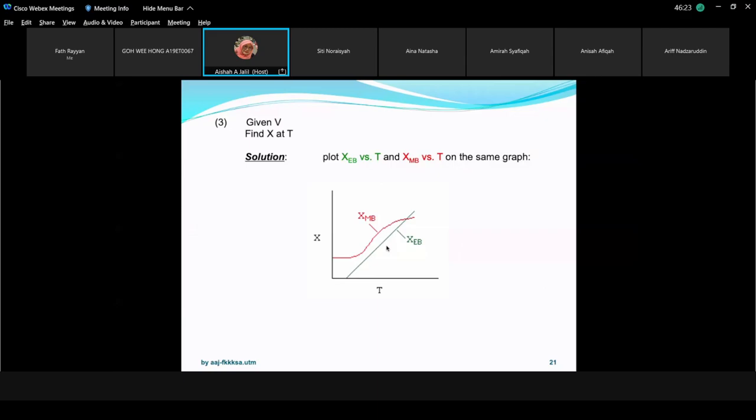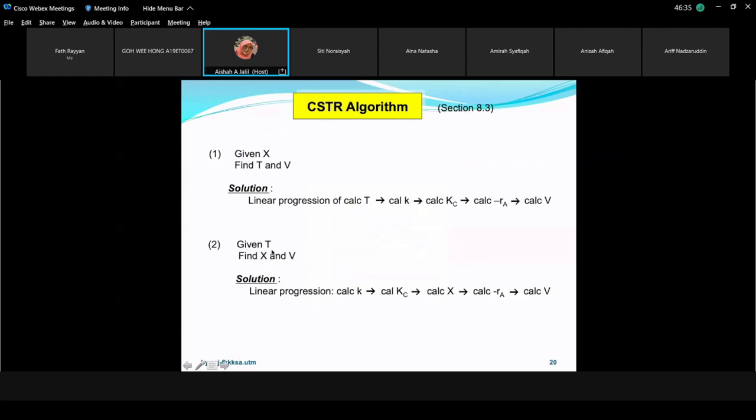And then for the left hand side, you can calculate the X and the V, or the V and T. This is type 1, where the X is given. Okay, this is the simple one. You just follow the steps.